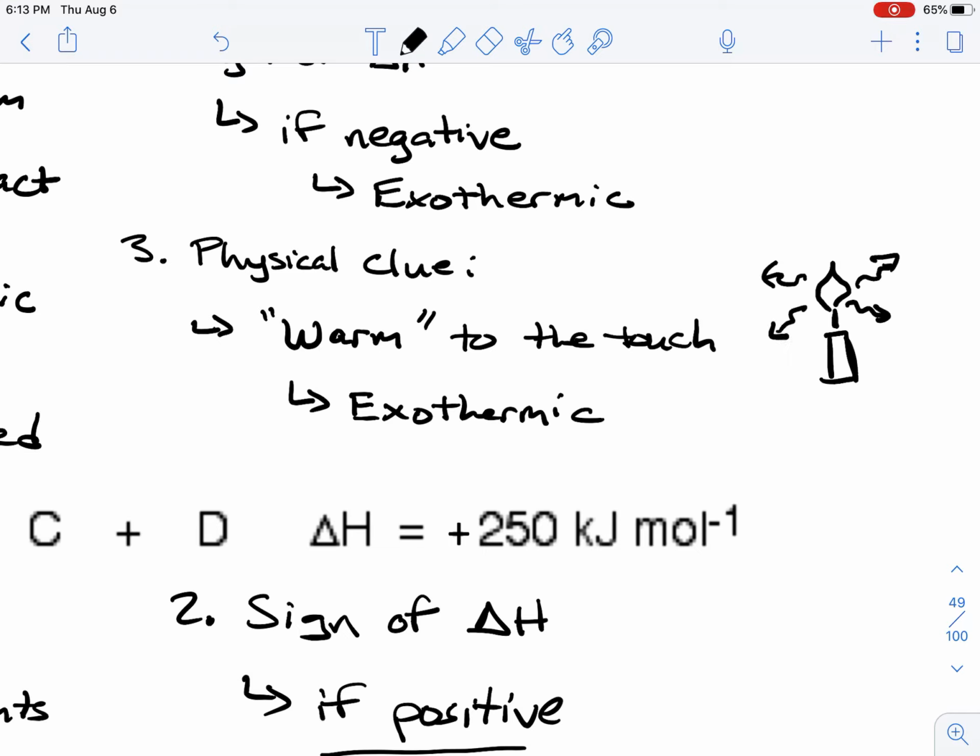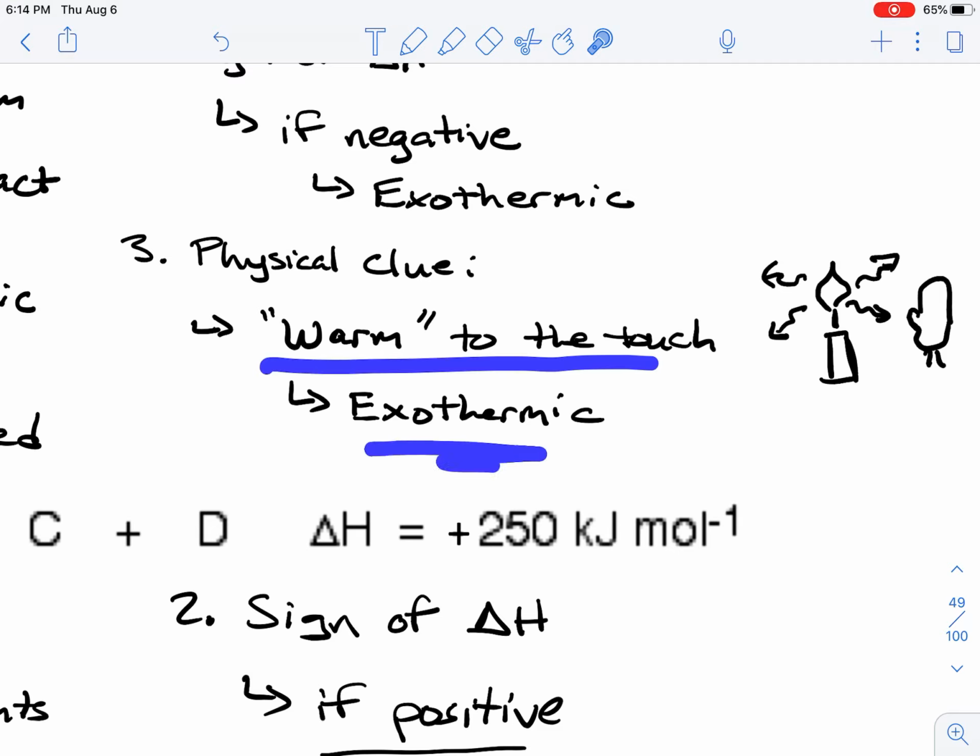And so if you guys were to put your hand close to the candle, you would interpret that sensation as something that's warm or hot, depending on how close you get to the flame. And so if the reaction is warm to the touch, or for example, the reaction is aqueous and it's inside a beaker, and then you feel the beaker and it's warm to the touch, then that's an example of an exothermic reaction.